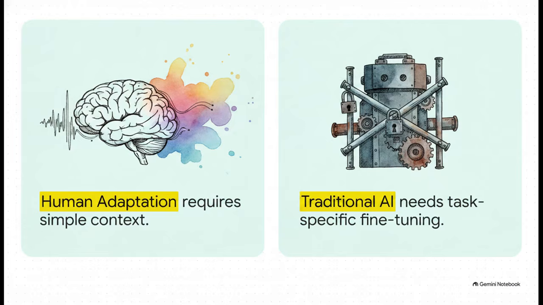But notice the stark contrast here. Human adaptation requires just a tiny bit of context to instantly change tone or style. Traditional AI, on the other hand, is incredibly rigid. Historically, if you wanted an audio model to, let's say, translate a language, you had to train it specifically for translation. If you wanted it to transfer a specific vocal style, well, you had to go in and manually fine-tune it just for style transfer. These older models completely stumble the second you ask them to do something outside their very narrow, specific training. They basically require constant, heavy micromanagement to do anything useful.